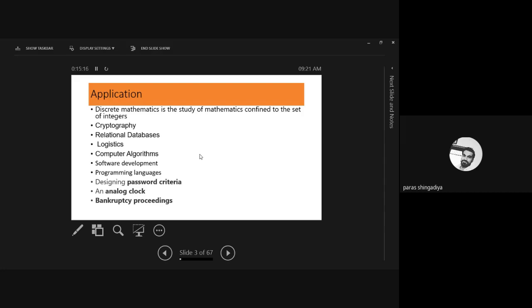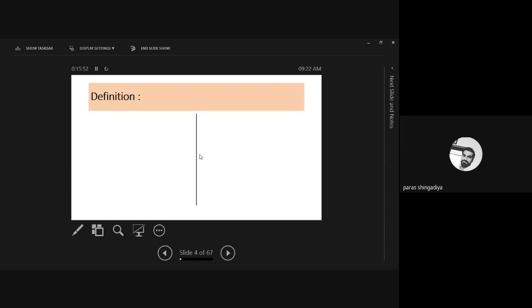What is the importance in computer algorithms? What is the importance in password criteria? We'll discuss that later. These are the main applications. Therefore, we learn this mathematics. All of these are familiar topics; there is no topic here that we don't know: computer algorithm, software development, password criteria, any security software, then programming languages. These are familiar words, and we can use this discrete mathematics concept there.